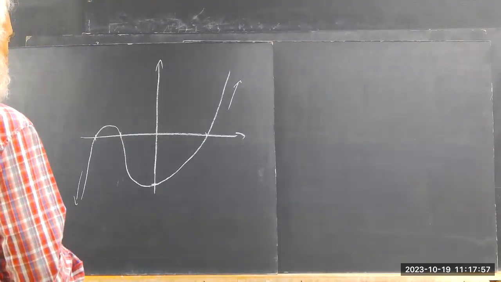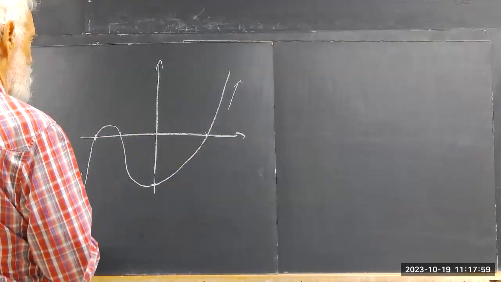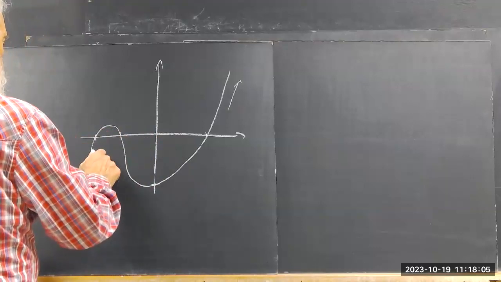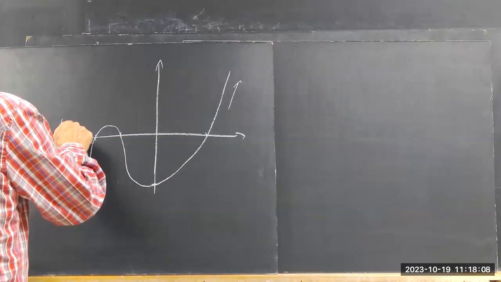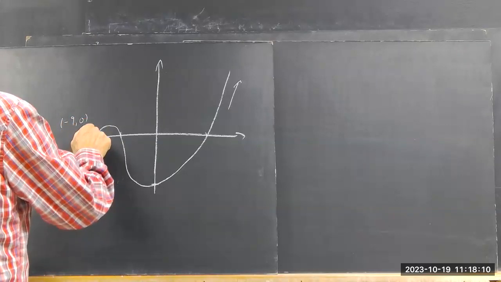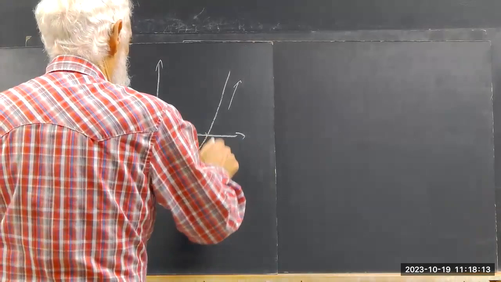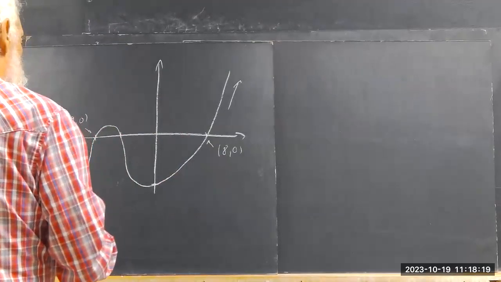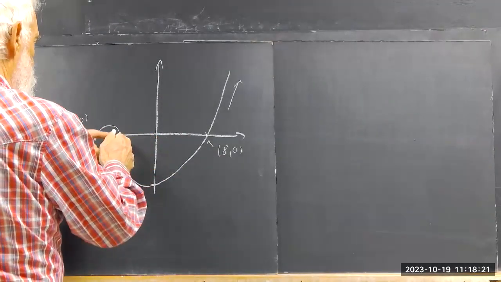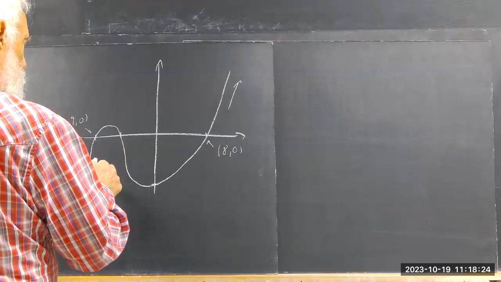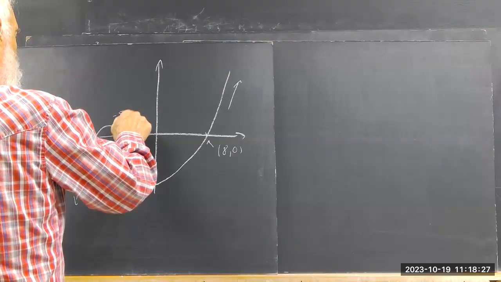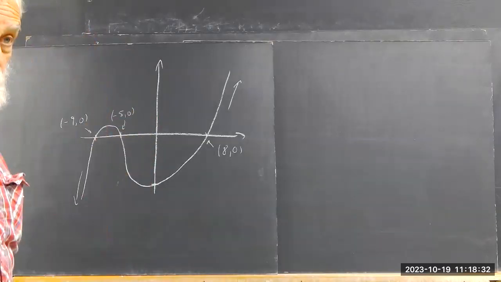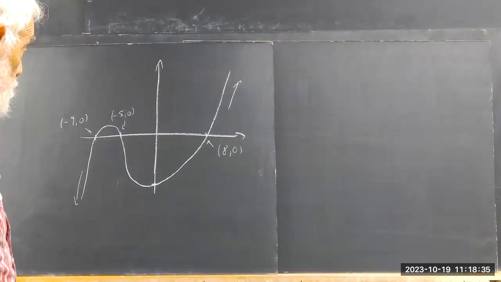So I'm going to say that this point is minus 9, 0. I'm going to make this point 8, 0. And I'm going to make this point, well, if that's minus 9, this is either going to be minus 5 or minus 6. I'll say minus 5. It's probably more like minus 5.5. So I've got coordinates in these points, and now I want to put a coordinate on this point.